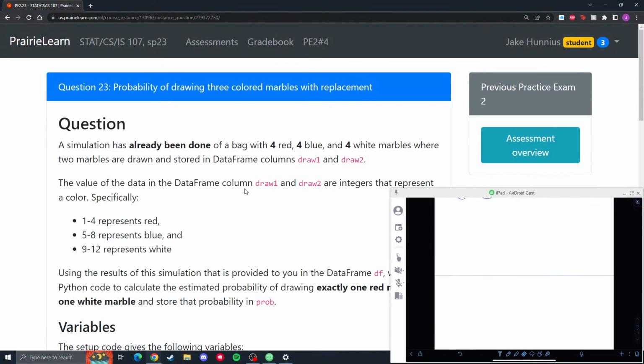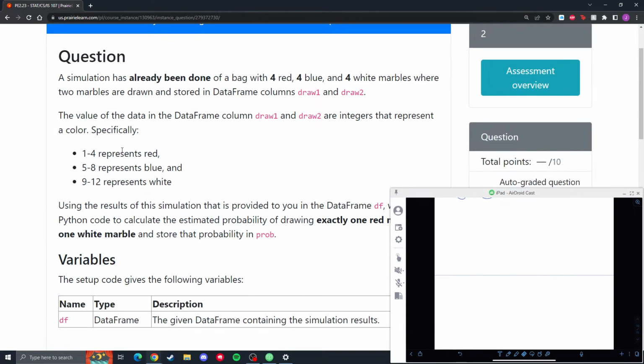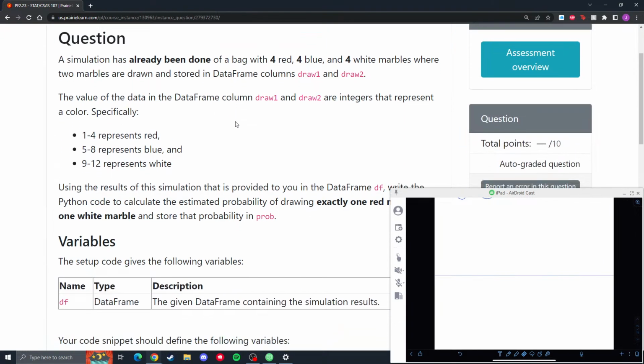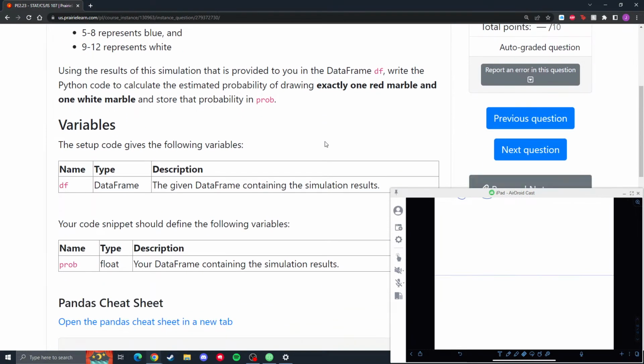Cool, so we have to calculate the probability of exactly 1 red marble and 1 white marble. There's 2 ways of getting 1 red and 1 white. The 2 ways are red, then white, and then white, and then red. So we have to calculate both of these ways.